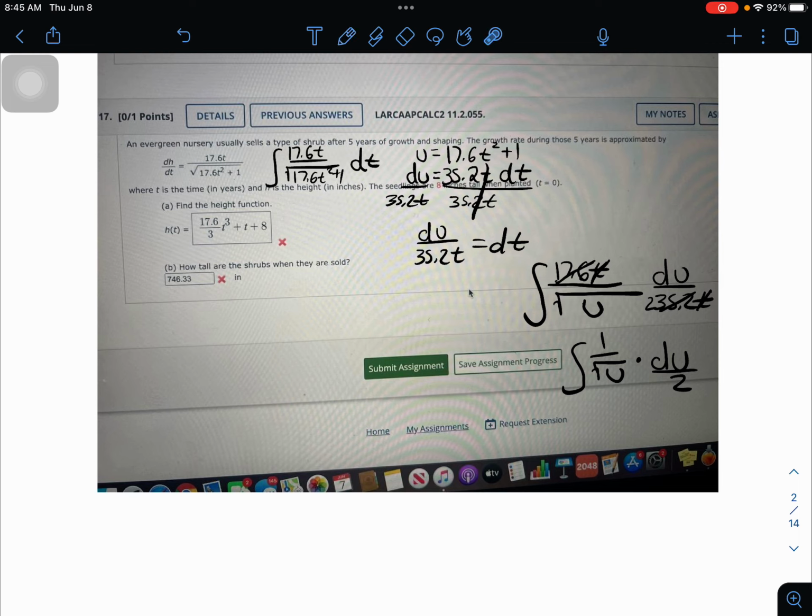Now everything's in terms of u and du. Everything is in terms of u and du. And that's what you want to do with u substitution. You want to take your original thing and, using what you call the u and what you figure the du is equal to, rewrite everything in terms of u and du. And that's what I did.